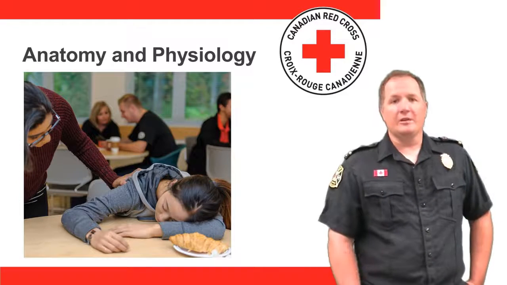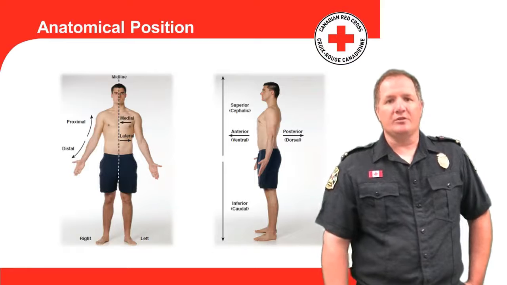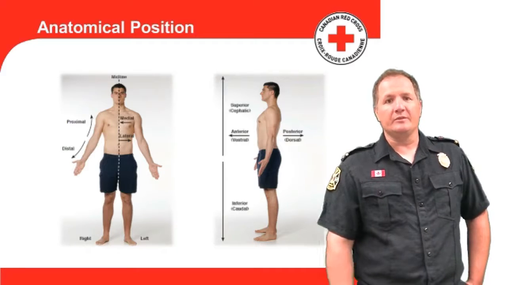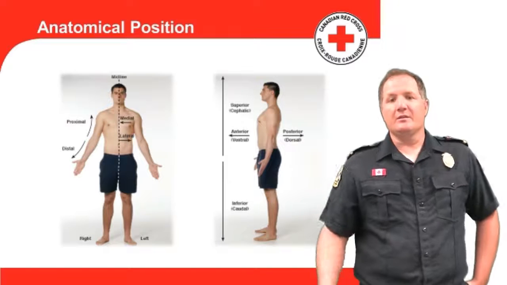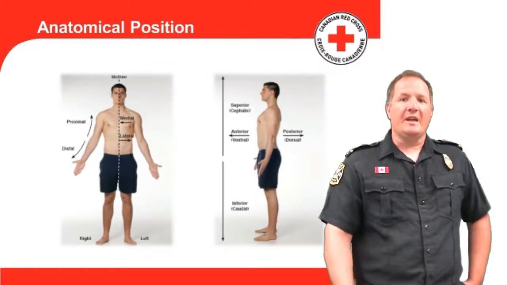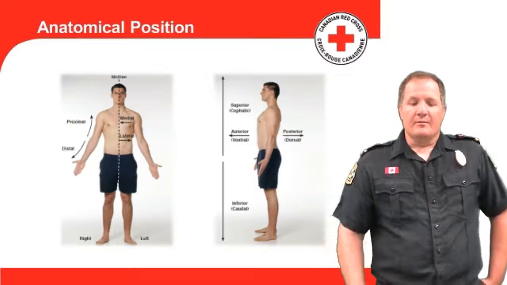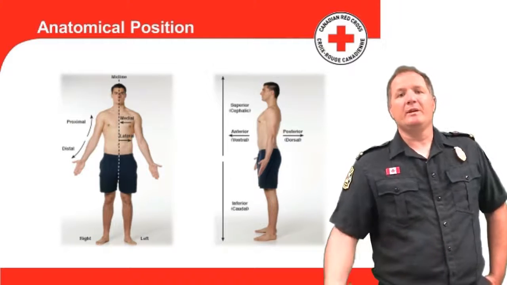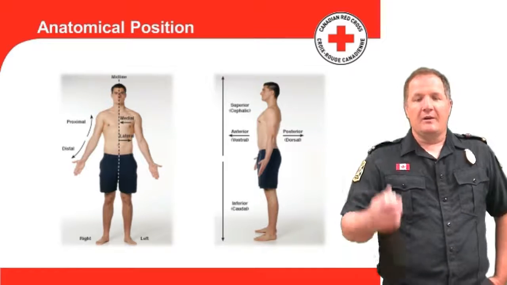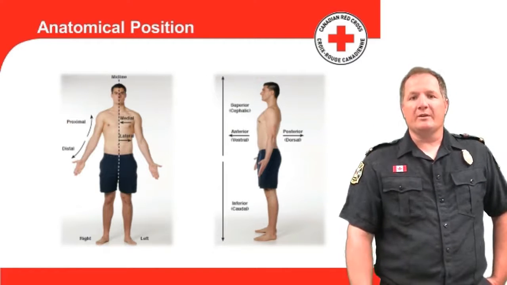So the first thing we're going to look at is the anatomical position and the terms that we refer to a person when they're in the anatomical position. As you can see here on the right, we have basically the anatomical terms. The terms medial and lateral, medial meaning towards the middle, lateral meaning towards the side. Obviously the midline being the middle point of the actual body.